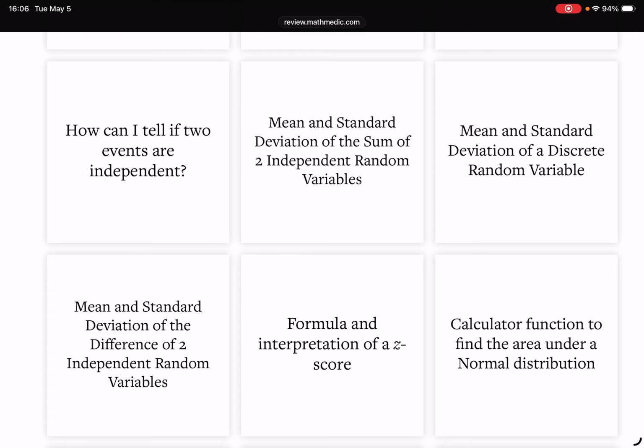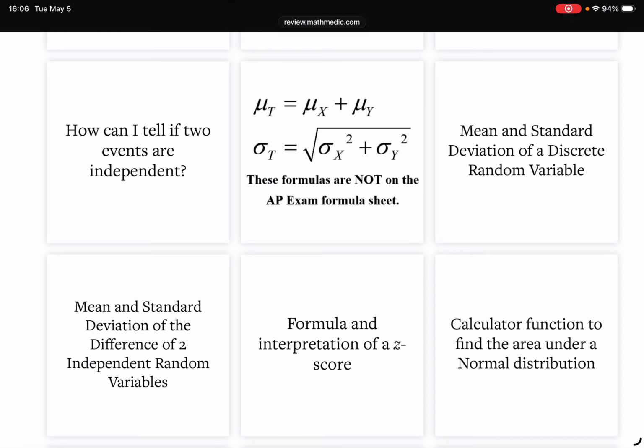Mean and standard deviation of the sum of 2 independent random variables. So if we have more than one independent variable, the mean we simply can add. The standard deviation, however, is not simply added. These formulas are not on the formula chart, so I would make sure at the very least you remember standard deviation, because for standard deviation, it's not simply adding them or subtracting them. It's always going to be the standard deviation of one squared plus the standard deviation of the other squared, and then take the square root of both.